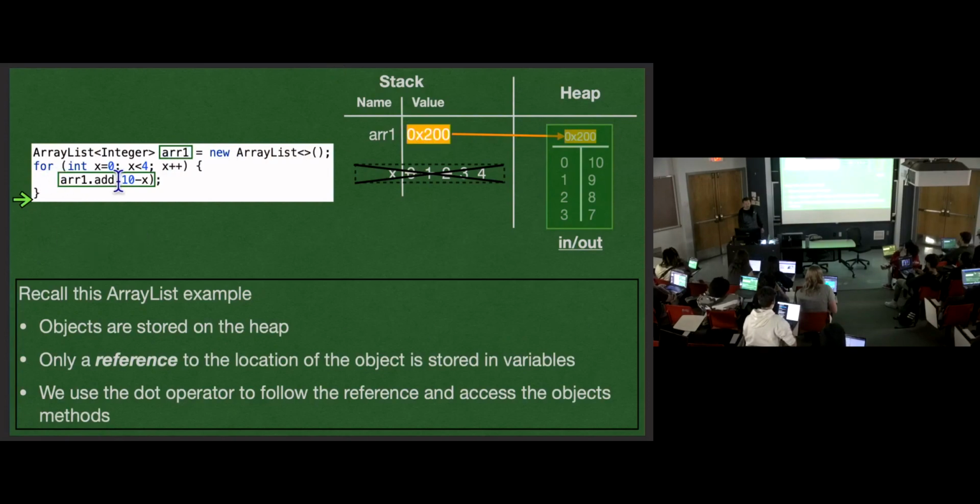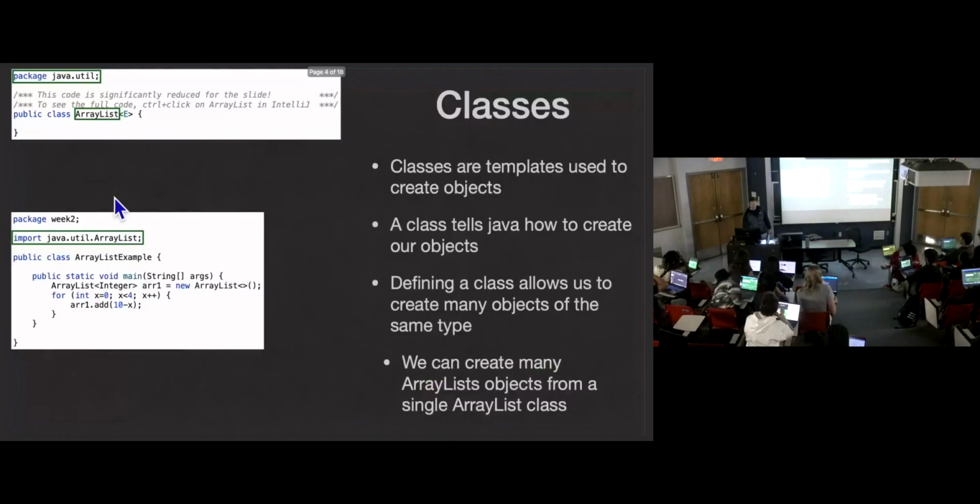And we did r1.add. r1.add is going to add to this ArrayList object. We're calling the add method through that ArrayList. So this in that stack frame is going to be a reference, OX200 in this case. We use the dot operator to follow the reference. And I want to talk about how it does that. So how does that code do what we want it to do, what we expect it to do?